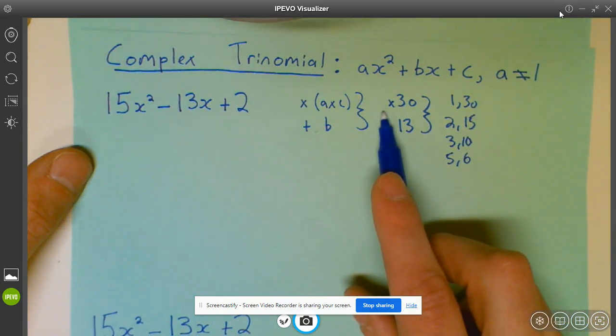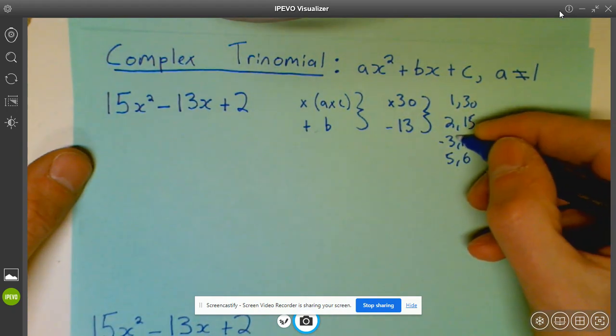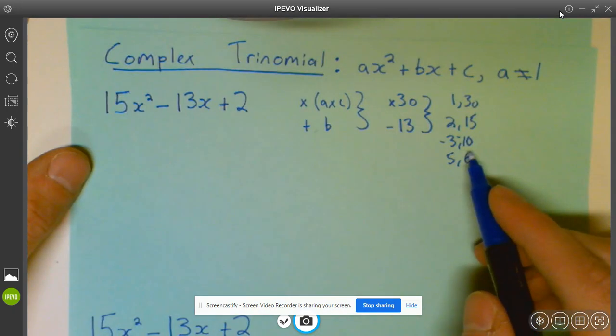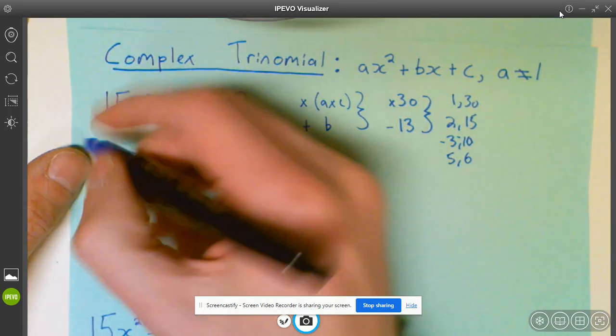If they multiply to a positive, they're both going to be the same sign, and they add to a negative, so they're both going to be negative. So I have negative 3 and negative 10. I can't just stick those right in the bracket, so I'm going to show a few methods to solve this.